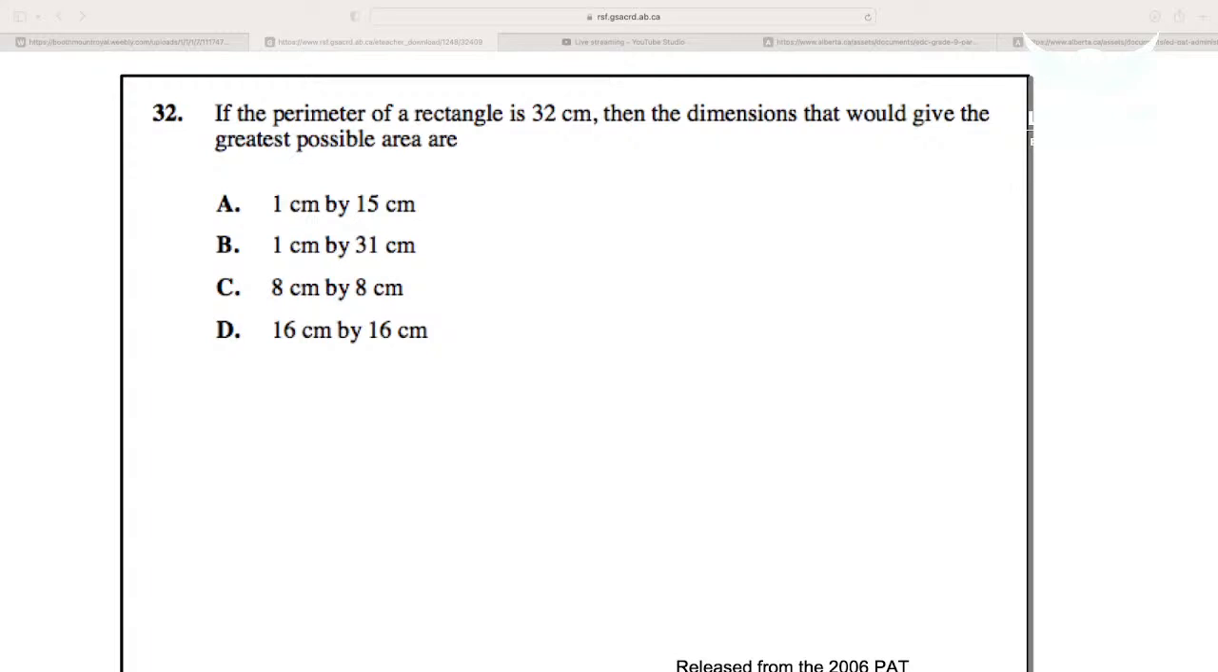And answer B is wrong as well, because for the perimeter, if we add 31 plus 31 is 62, plus 1 plus 1 is 64. So the correct answer is C.